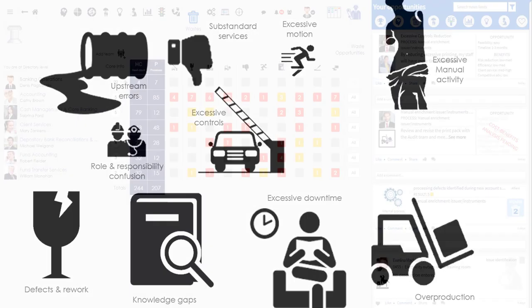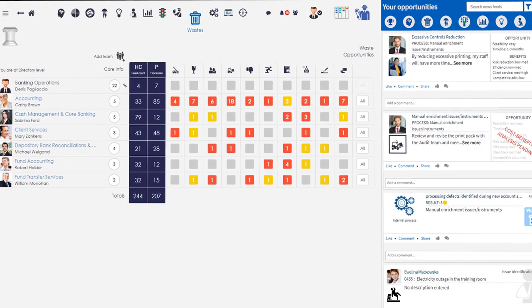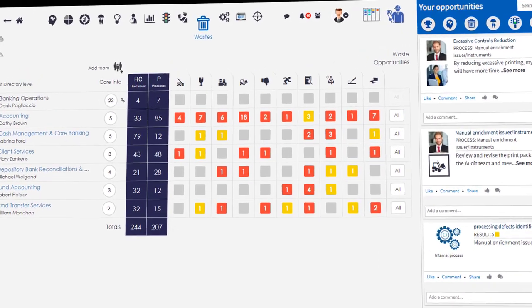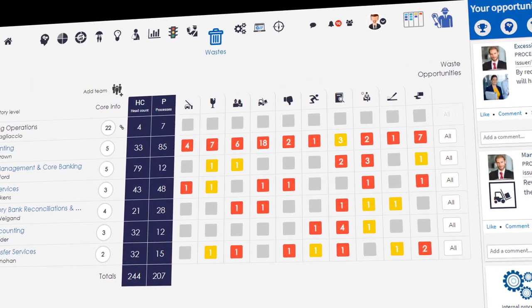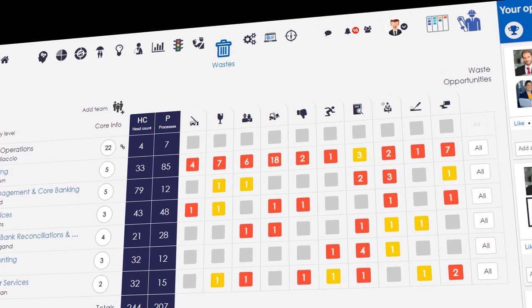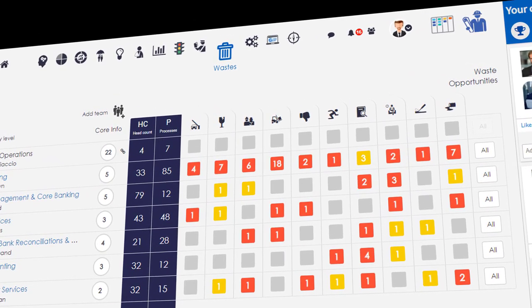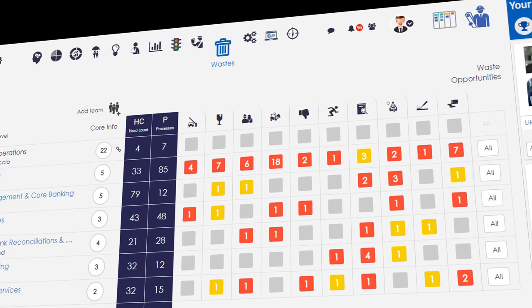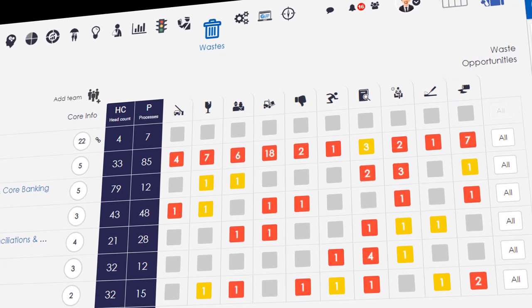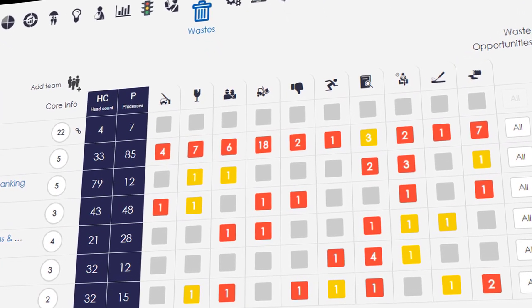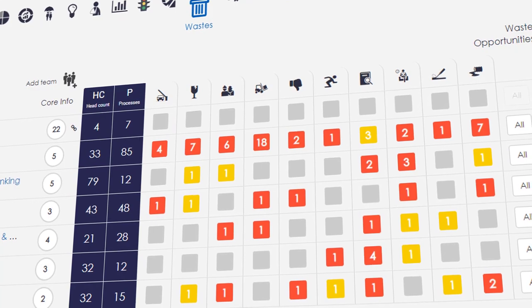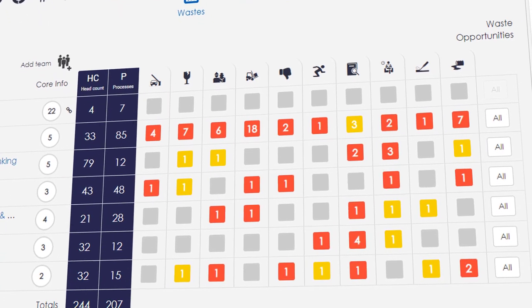Dennis, being a hands-on leader, would like to know more about the waste reduction opportunities indicated by his process experts. He can easily do so by accessing the PRESTO Waste Management dashboard. The Waste Management dashboard offers visibility into the portfolio of waste reduction opportunities identified by your team leaders. Waste types are fully customizable to fit your process optimization strategy.